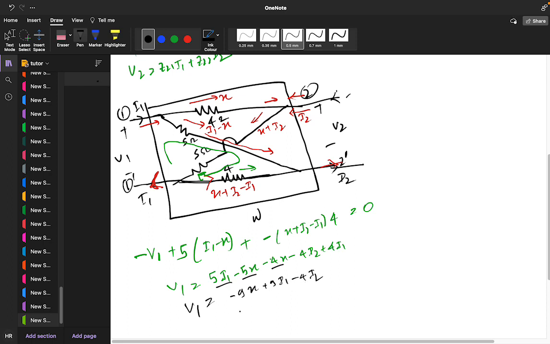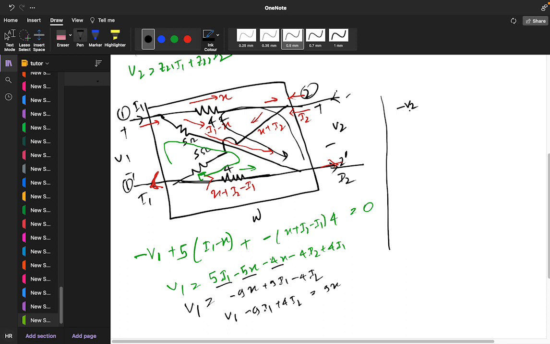And if we need to find the value of x, what will the value of x be? V1 minus 9I1 plus 4I2 is equal to 9x, right? Now you have to do the same thing: apply KVL in this particular loop like this. If you apply the KVL like this, what will you get?